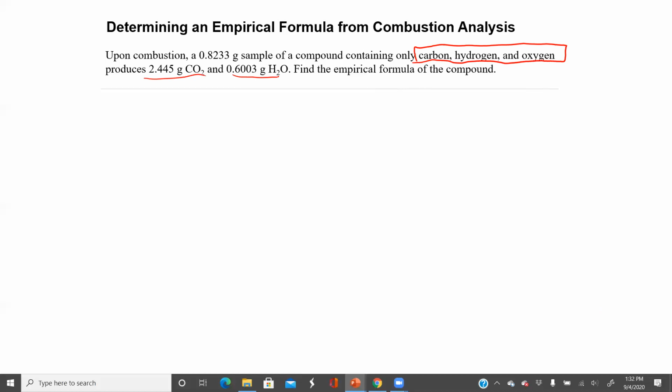So we have to remember that we need to convert not just to moles of carbon from the grams of CO2 and not just the moles of hydrogen from grams of H2O. We're going to actually have to take that all the way to grams, because this sample, some of it's carbon, some of it's hydrogen, but we need to figure out how many grams of oxygen, so that we can subtract that.